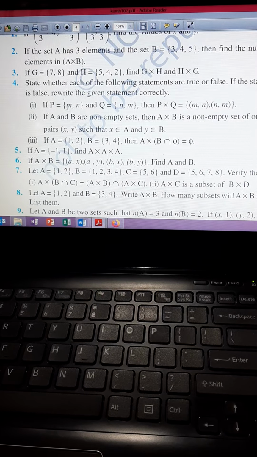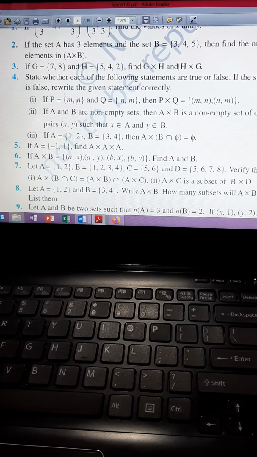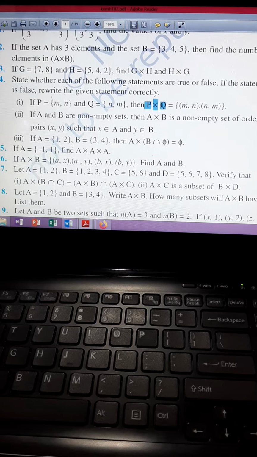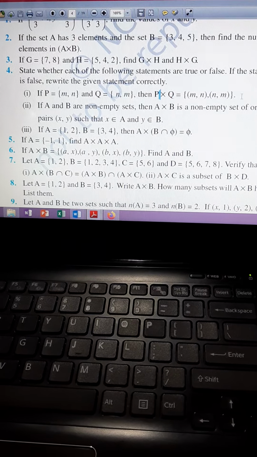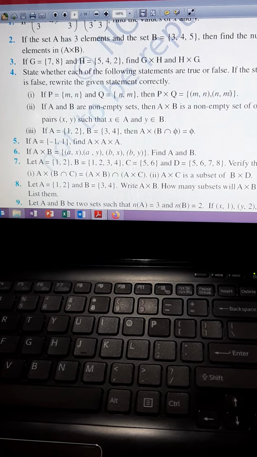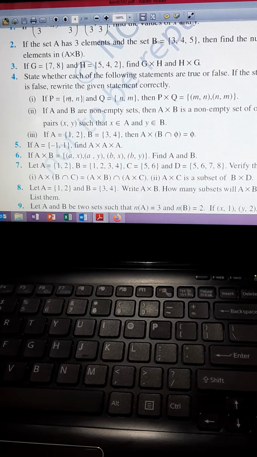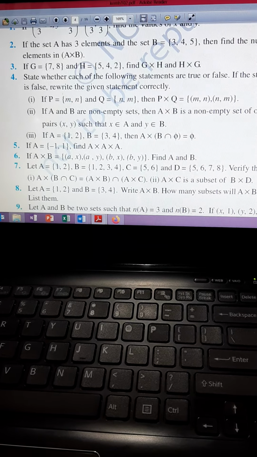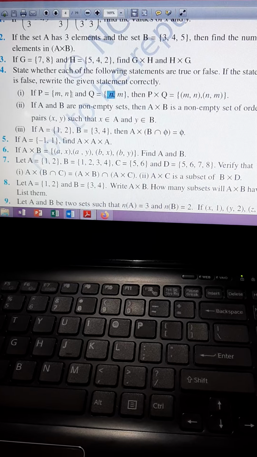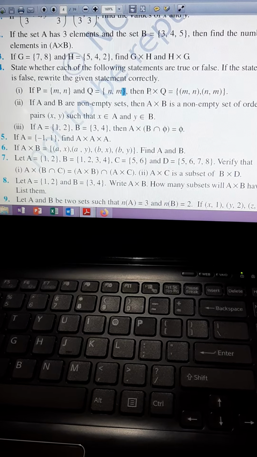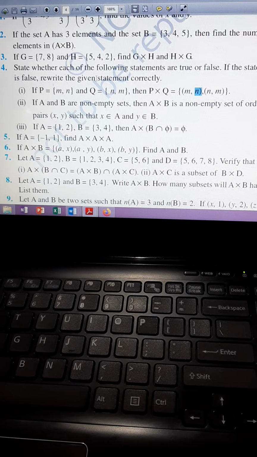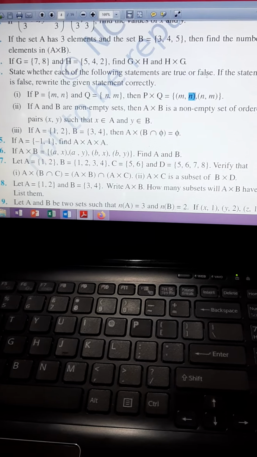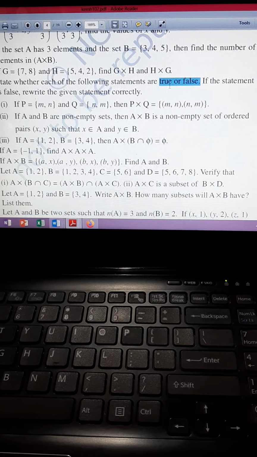Question number 4 here. P has two members, M, N. Q has two members, N, M. Then P cross Q. So 2 into 2, obviously you should have 4 members. If I mention M comma N, M comma M, N comma N, and N comma M, 4 members you should have in P cross Q, but here you are given just 2. So the first statement is false. You are asked to check whether the statement is true or false here. So the first one is false.